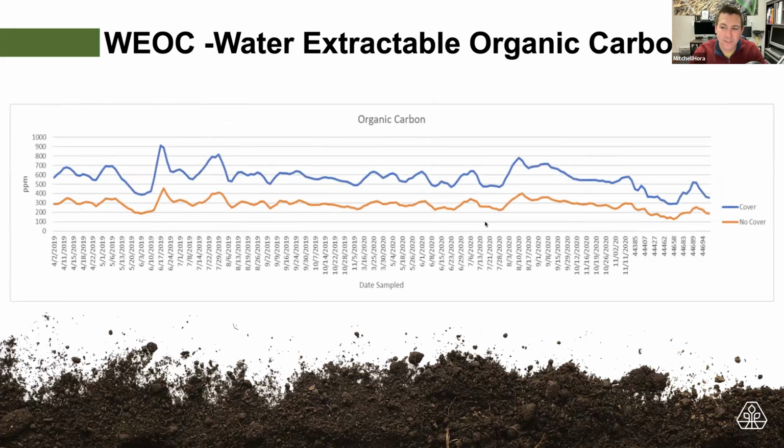This is the same type of data set as before. On the left hand side is through 2019, on the right hand side 2020. The blue line being with cover crop, orange line being no cover crop. Very, very consistently, a lot more water extractable carbon where we've got the cover crop versus where we don't. What I think is really interesting on this one is just how consistent the delta is between the orange line and the blue line. Very blatantly obvious, getting a lot more water extractable carbon where we have the cover crop versus where we don't. These results were from a couple of years ago when we put this graph together.